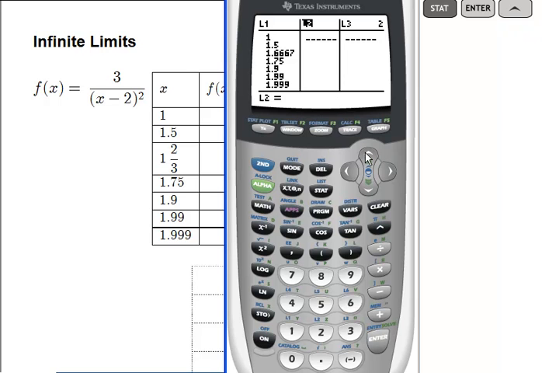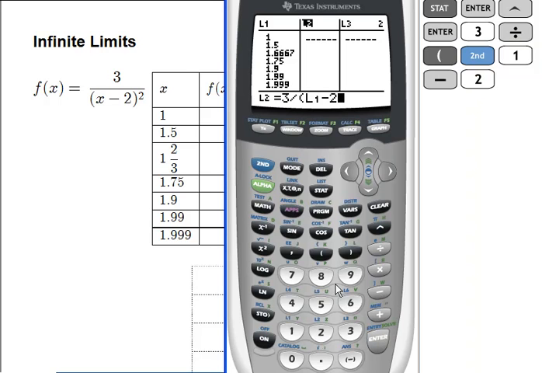Now in list 2, I'm going to arrow up to the top so that L2 is highlighted, hit enter so that the cursor is flashing down here at the bottom, and now we're going to type in our function. Because our x values are actually being stored in list 1, we don't want to use x in our formula down here, we want to use L1. So we're going to type in 3 divided by parentheses, and L1 is right here, right above the number 1 key in blue. So we're just going to do second 1 so that we see that L1, and then minus 2 quantity squared. And if I hit enter, it will automatically give me all of these values.